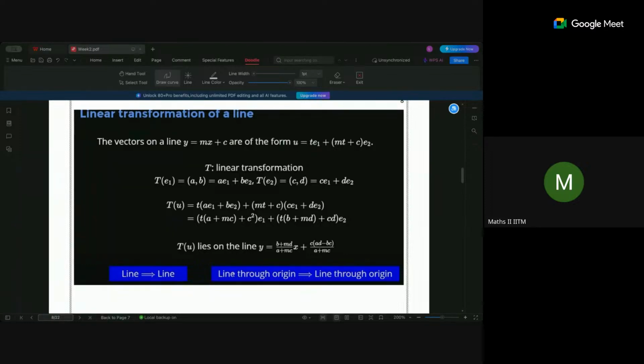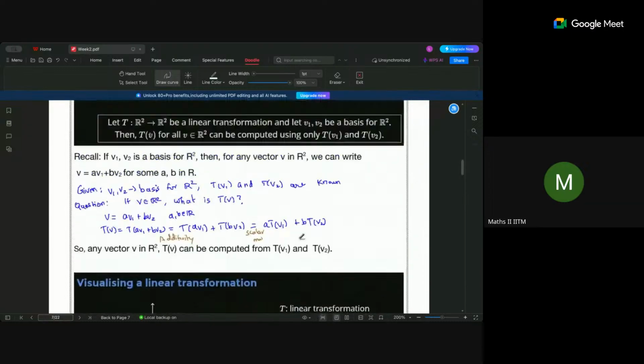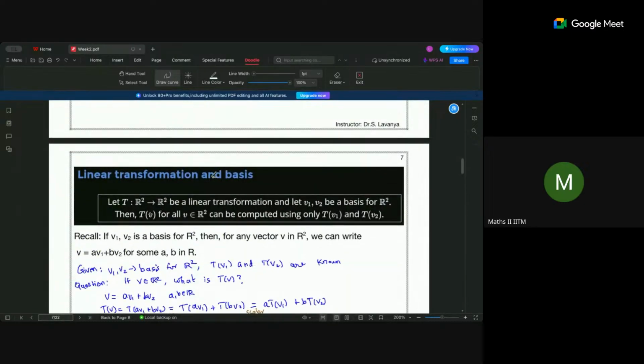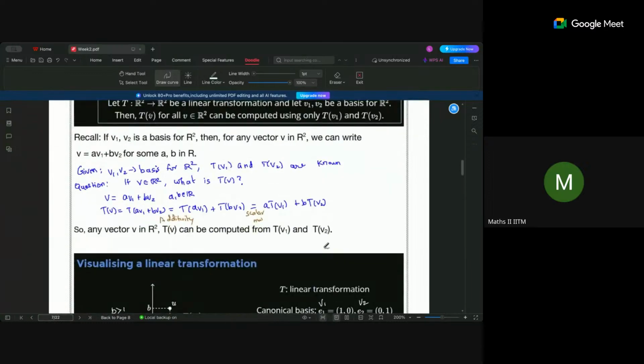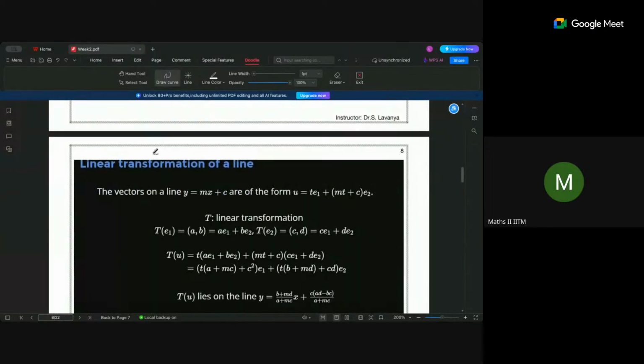Fine. So let's continue here. Transformation of a line we are going to see. We have seen what is a linear transformation, how we can find a linear transformation with just the images of the basis, and we saw the visualization. Now we will see what is a linear transformation of just a line. So what is the equation of a line? Do you remember? The equation of a line is y is equal to mx plus c.